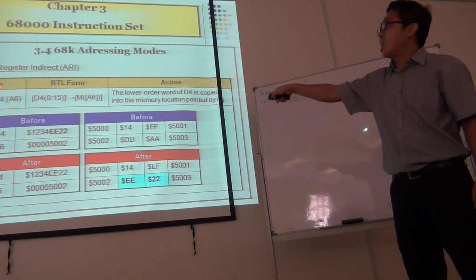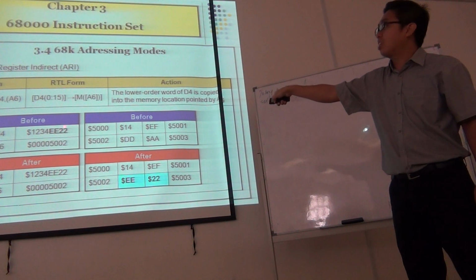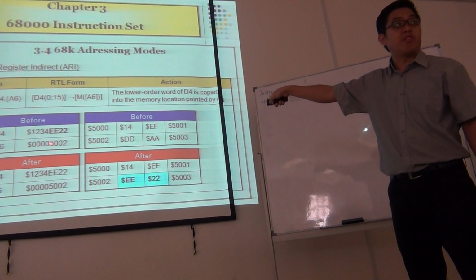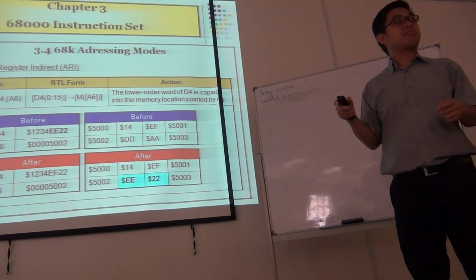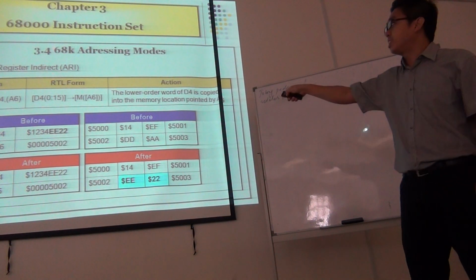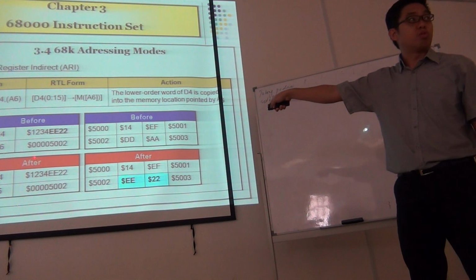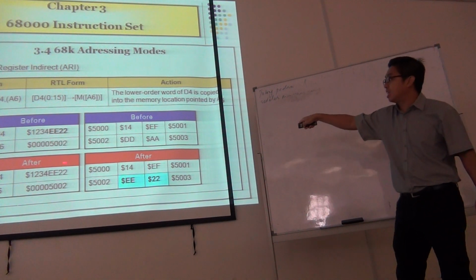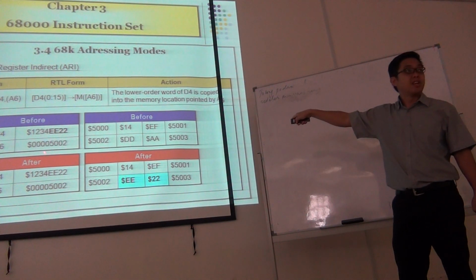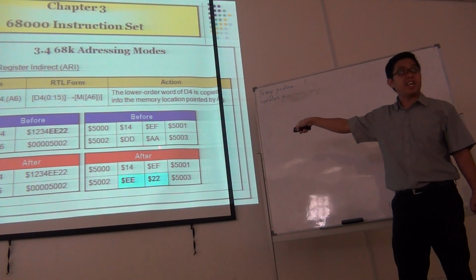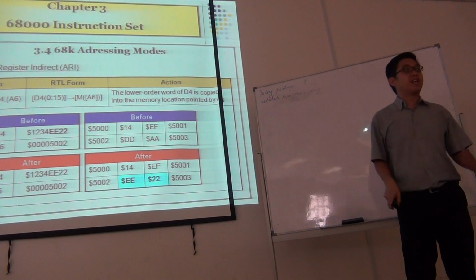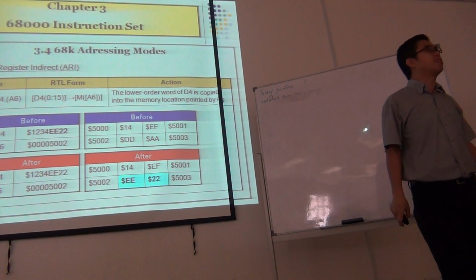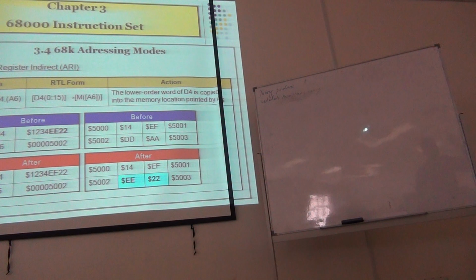Alright? So now D4W. D4 take the whole EE22, correct? This one take first, and then move to A6 bracket. A6 is pointing at 5002. 5002 is pointing to this one. The first location is like EDAA. You are taking the EE22 and replace this one. Change the locations of the memory. Change the value inside the memory.